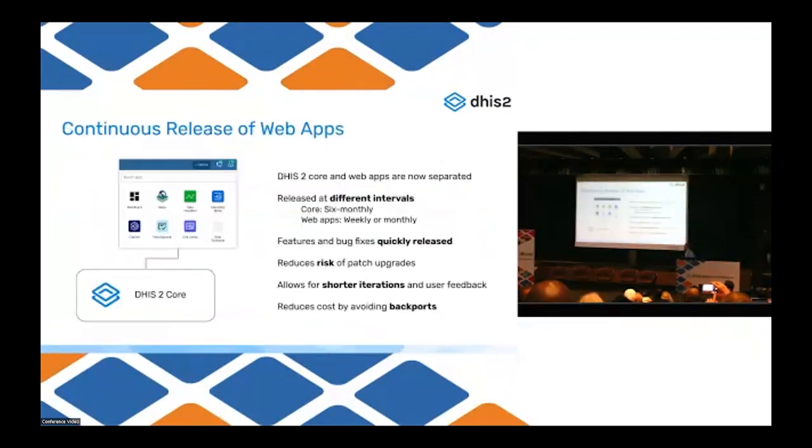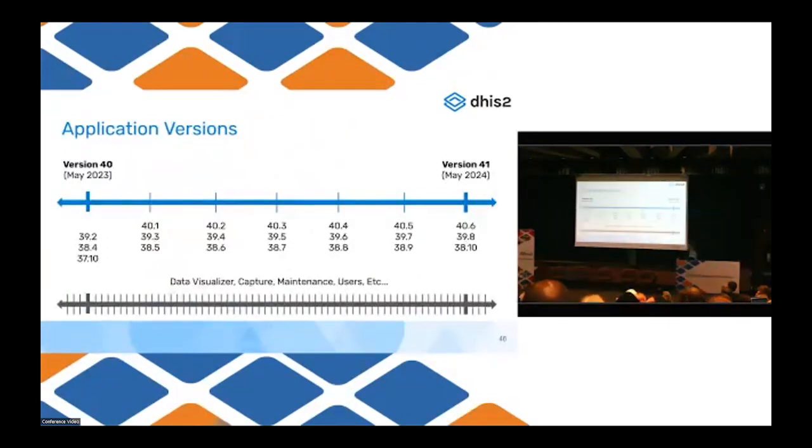And that's not all, because we have continuous release, which I talked about on Monday as well. And this is where applications can be released independently of the core. So even though version 41 won't necessarily be out for another year, we can continually improve and build even features and functionality into the applications that are built on top of that platform. So that's things like the maintenance application, the data visualizer application, dashboards, every single web app that you can see in DHIS2 can be continually improved over the course of this year, including adding some functionality. So there might be releases of these applications throughout the year.